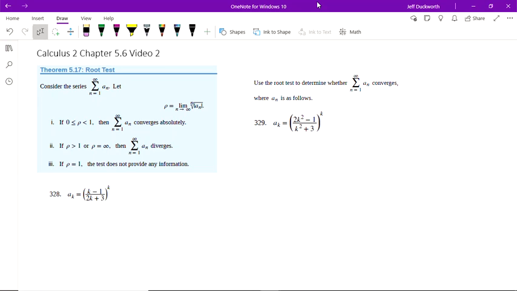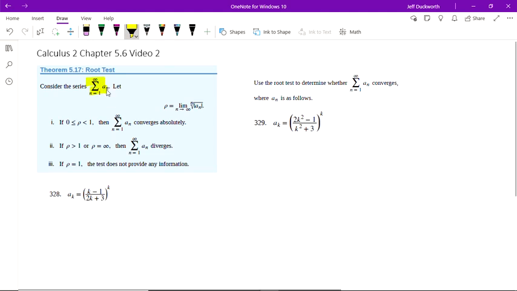The last test that we're going to learn about in Chapter 5 is going to be the root test. This test is going to be extremely similar to a lot of what you did with the ratio test. The difference here, however, instead of taking the absolute value of a_{n+1} over a_n, here you're going to take the nth root of the whole thing. Okay, so let's just go over this.